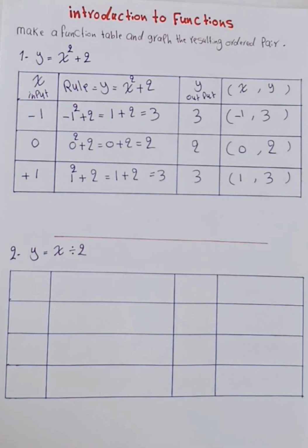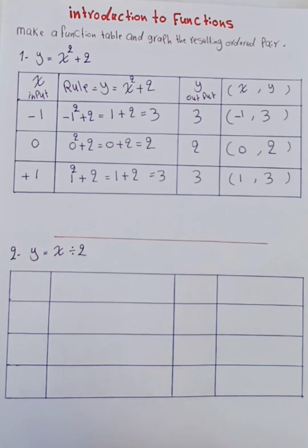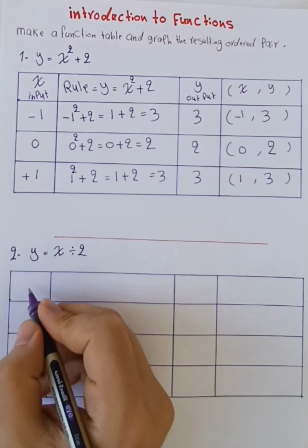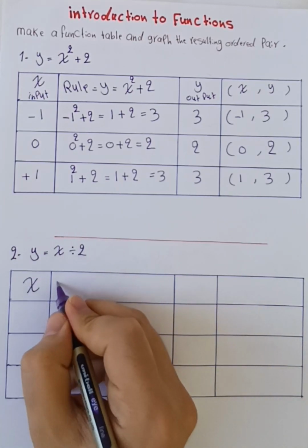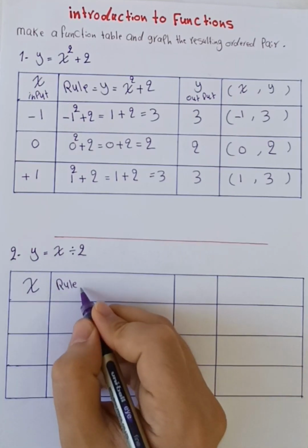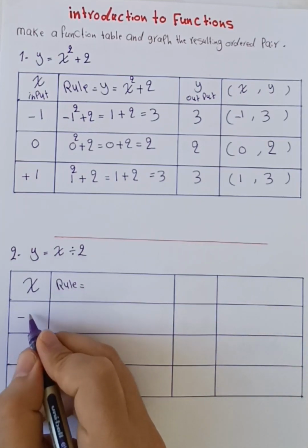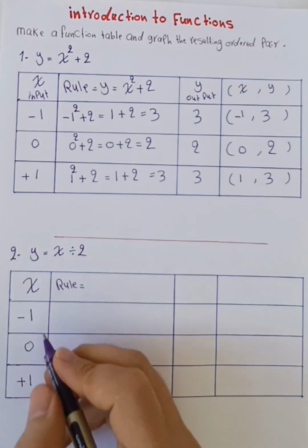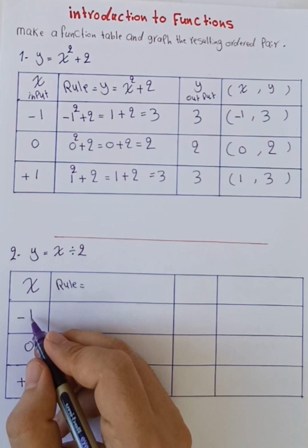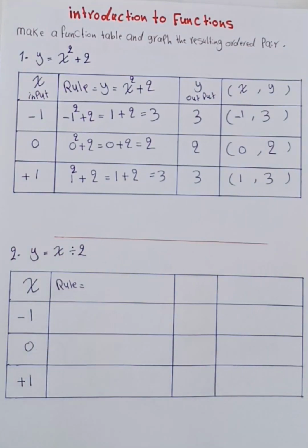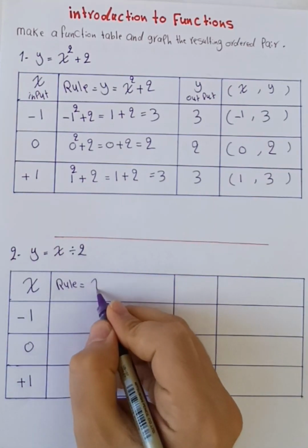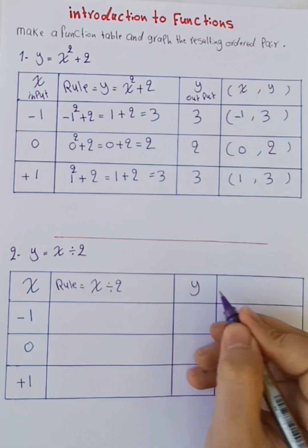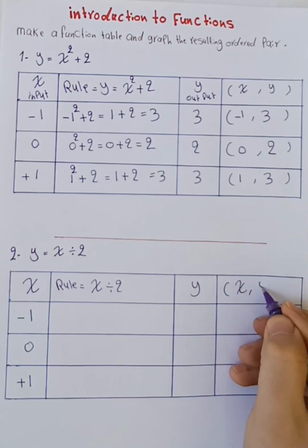After that, the second example number 2, we have the rule y equal to x divided by 2. So this is input rule. For input, we have -1, 0, +1. You can change these numbers to -4, 0, +8, as you like. The rule is x divided by 2. And we have output y, and this is ordered pair x and y.